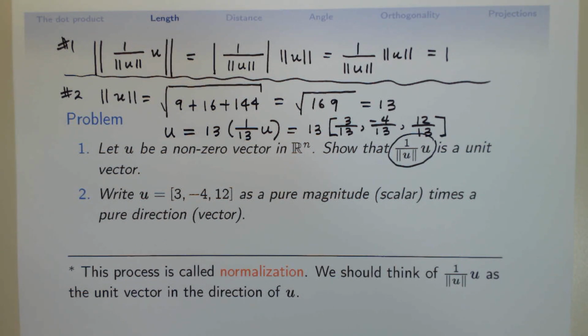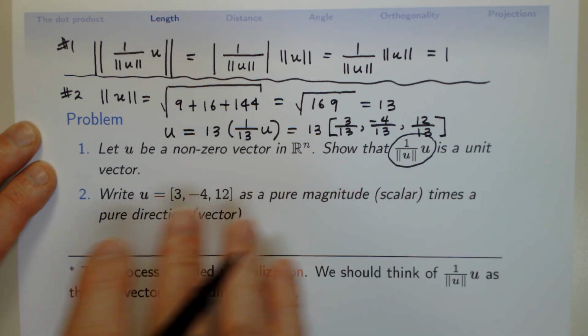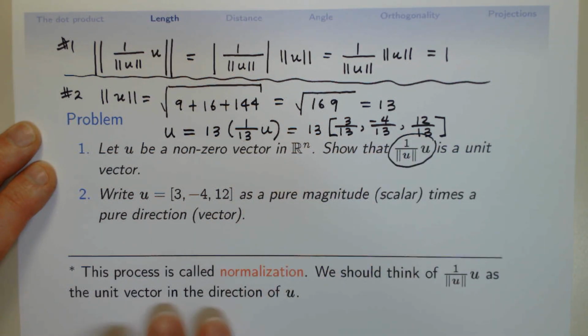All right, I hope that helps. I've made a little note down here just so you can refer to this process. This process of turning a vector into a unit vector is called normalization.